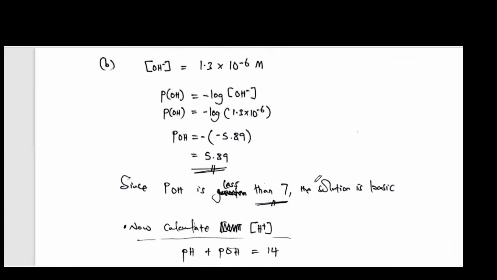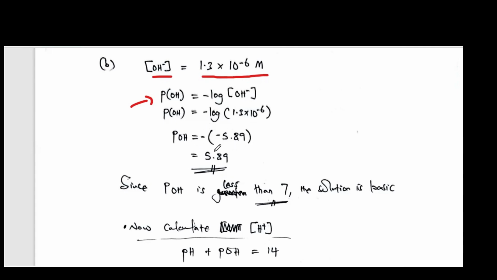On B, we are also going to use the same approach. On B, we are given the concentration of the hydroxide ions, so we are first going to calculate our pOH. pOH is equal to minus log of the concentration of the OH ions. We replace it there, punch it into your calculator to give you negative 5.89.